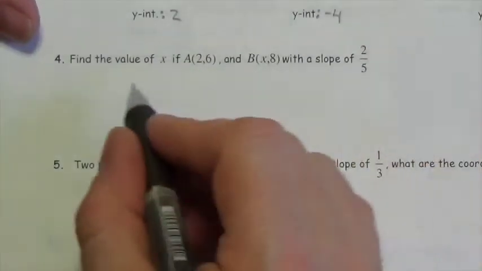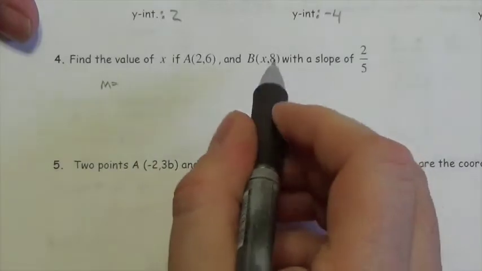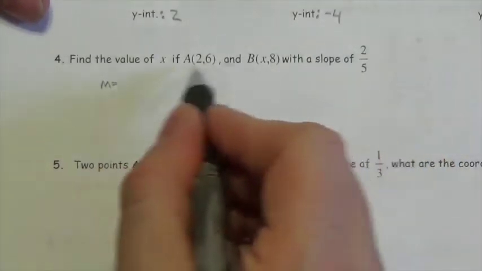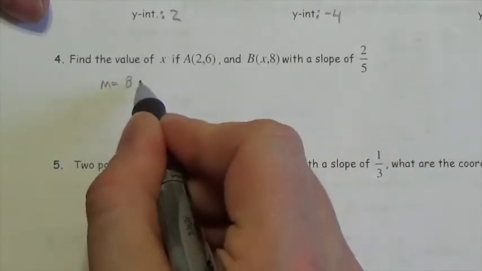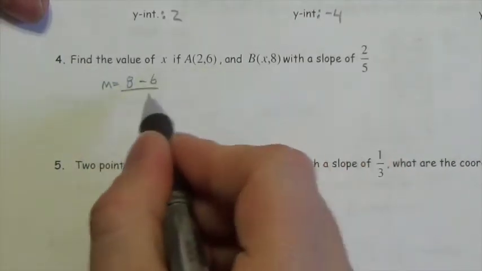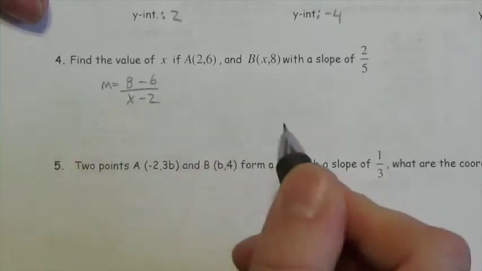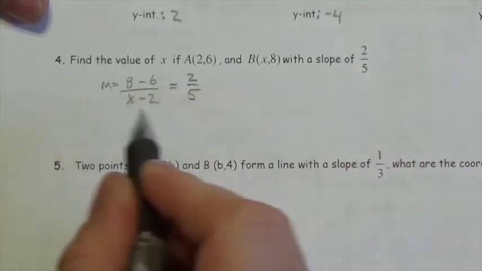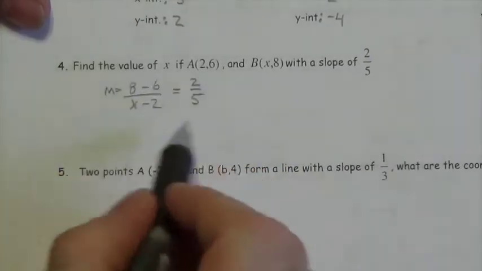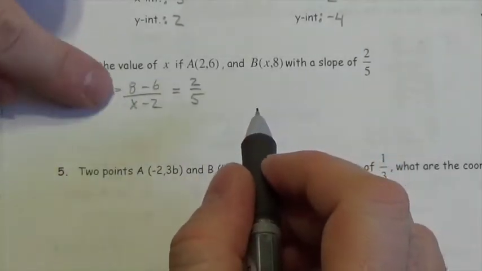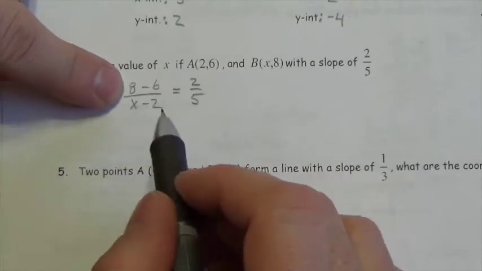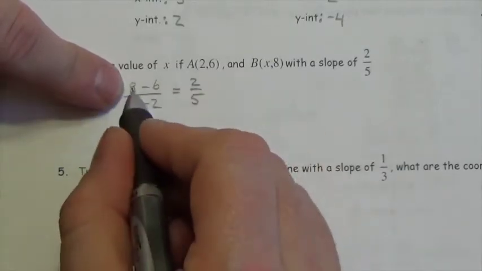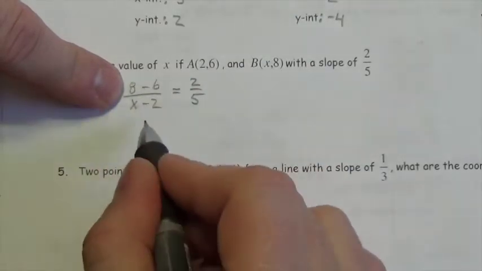The slope is 2/5. Now I know that slope is going to be y2 minus y1 over x2 minus x1. So let's write that out. That's going to be 8 minus 6 over x minus 2. And I'm being told that that is 2/5, that slope is 2/5 here. Okay, well, take a look at this. Ignore the fact that I have m equals here. Take a look at this. Well, I can simplify that down. 8 minus 6 is just 2.